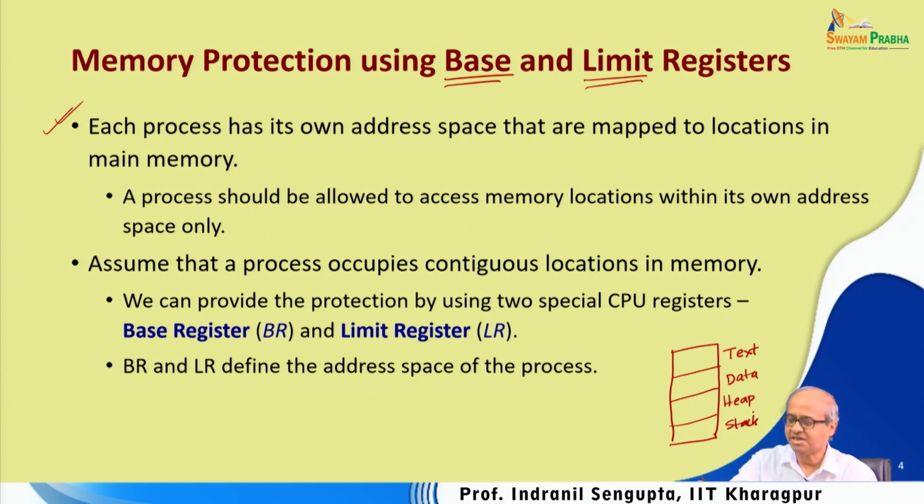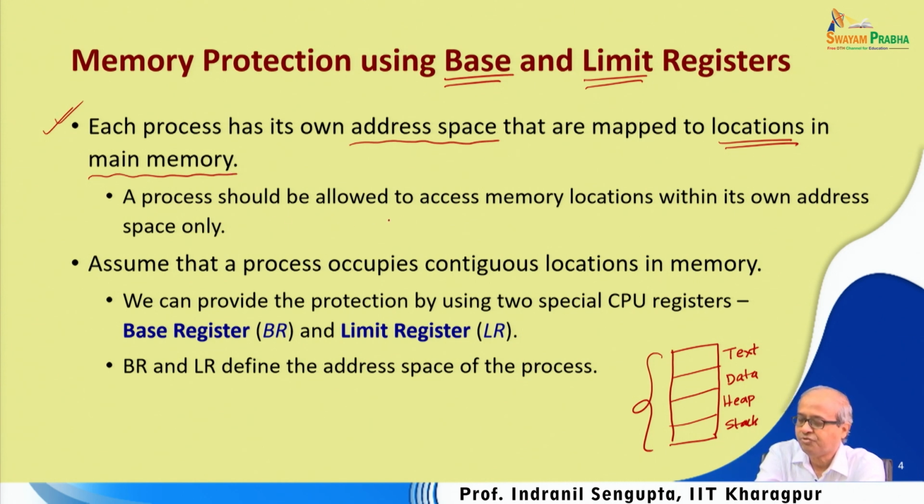A process will have some size. This is the size of a process, let us say. So, this process and its address space have to be mapped into some locations in main memory, because they have to be loaded in main memory before the process can execute. And memory protection means, as I said, a process should be allowed to access memory locations only within its own address space, not outside. In memory, my process is loaded, I should be allowed to access only within that boundary, not outside that.